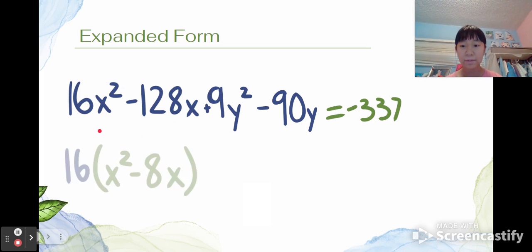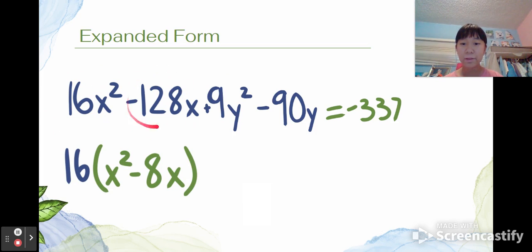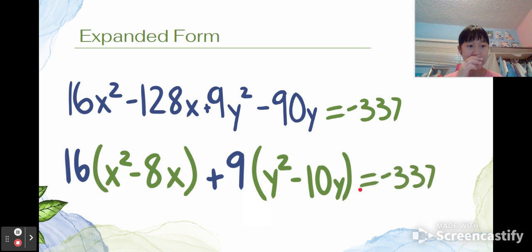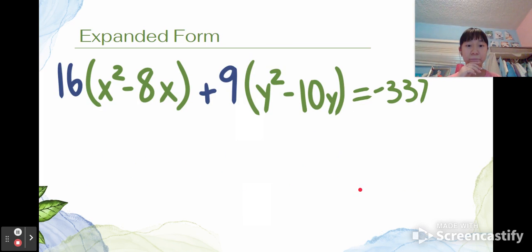Let's factor out 16 first. When we're factoring out 16, we're just going to divide the coefficients by 16. So 16 divided by 16 is 1. Negative 128x divided by 16 is negative 8x. Then 9y squared divided by 9 is y squared, and negative 90y divided by 9 is negative 10y. And that is equal to negative 337.